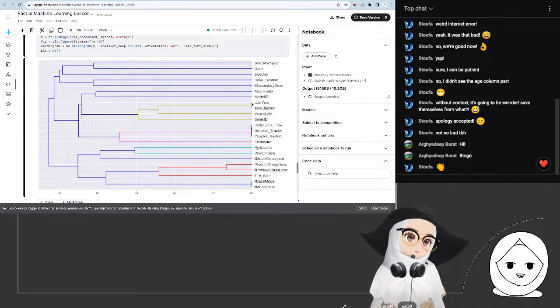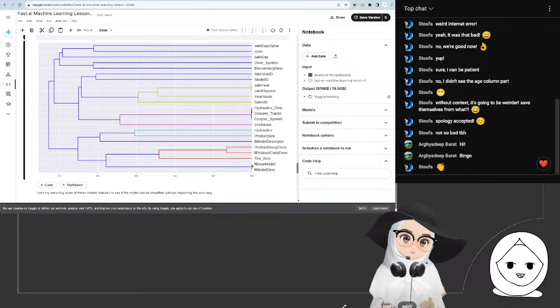Yeah, like these two are redundant, and here as well. They give the same information. That's how correlated they are.